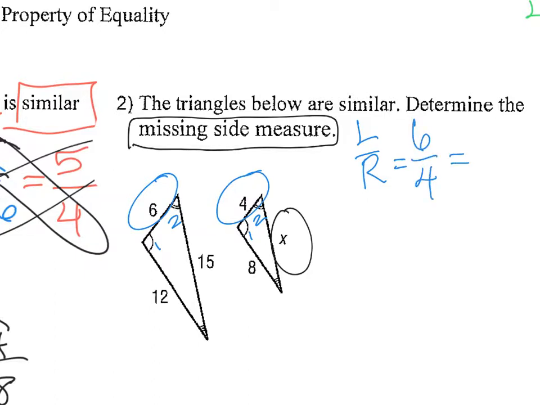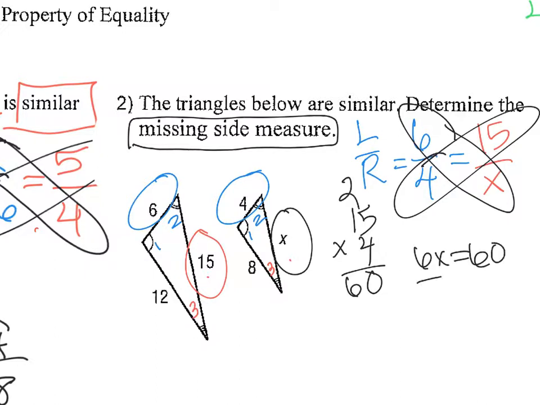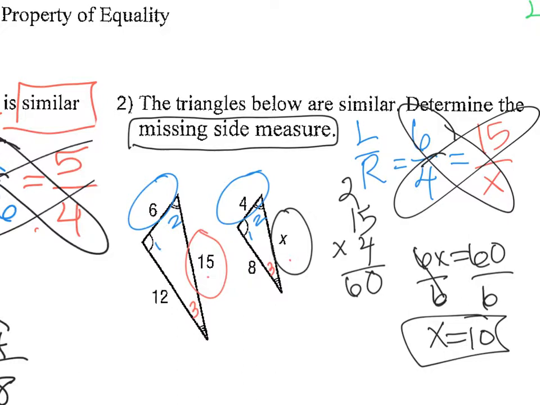And then that X value, it's between 2 and 3. 2 and 3 over here would be 15. So again, since I went 6 to 4, I went left to right, I've gotta go left to right again. So 15 over X. So we cross multiply. 4 times 15 is 60. And then I want to divide by 6. So 60 divided by 6 gives me 10. So that's my missing side measure.